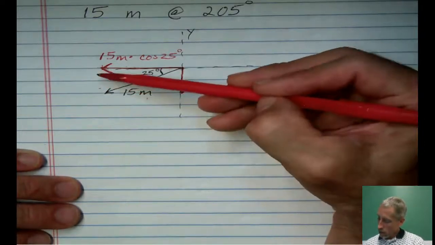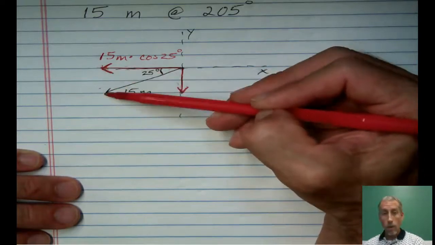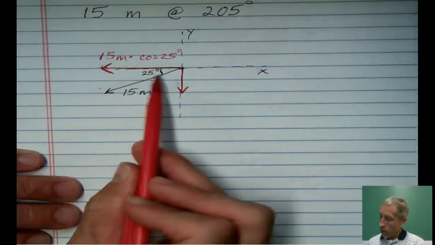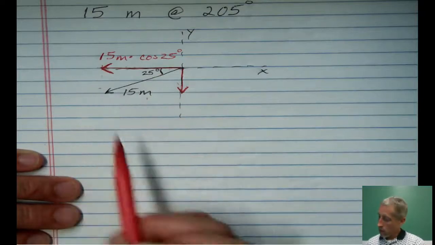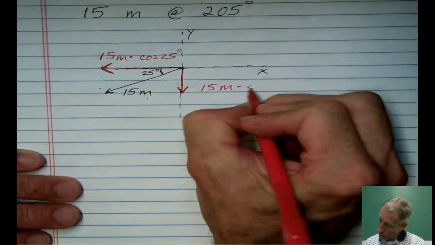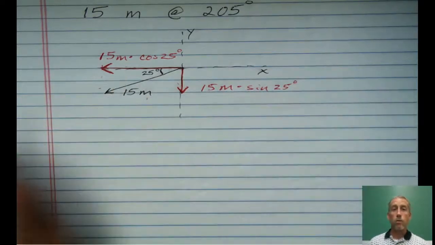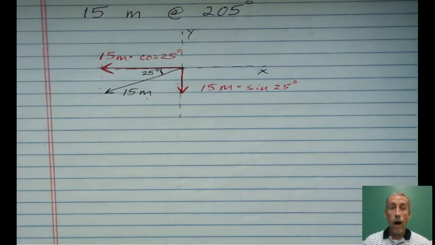And then the component over here, the downward component, we could imagine it over here as the short leg of this right triangle. It is opposite the 25-degree angle, and so we would take 15 meters times the sine of 25, because the sine function relates the hypotenuse with the side that's opposite the angle.